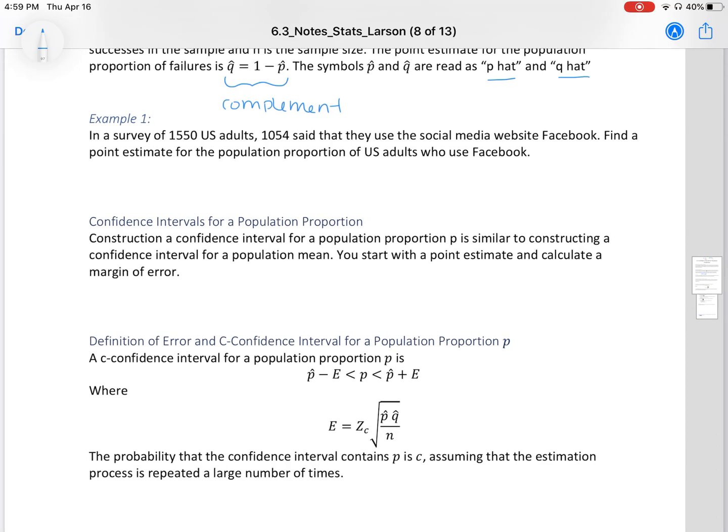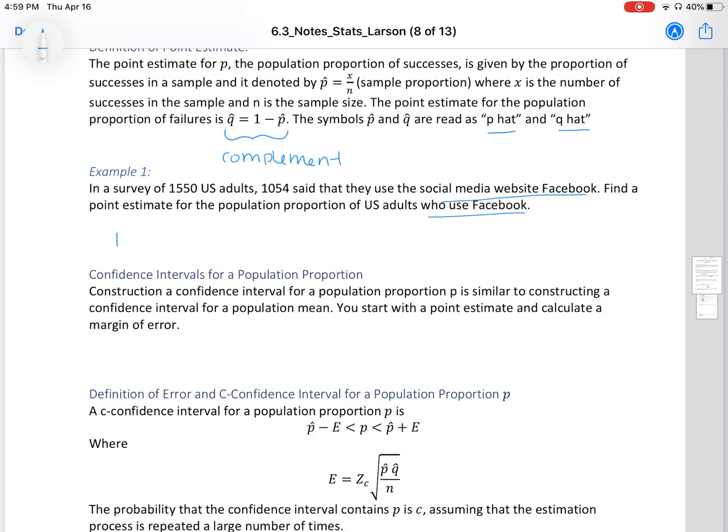Example 1. In a survey of 1,550 US adults, 1,054 said that they use the social media website Facebook. Find a point estimate for the population proportion of US adults who use Facebook. Okay, so our formula is p hat is equal to x over n. So our successes of our trial are 1,054 and our total sample size is 1,550. And if we use our calculator, we get that this is 0.68. This is our population proportion.